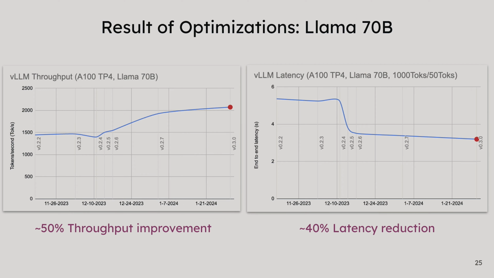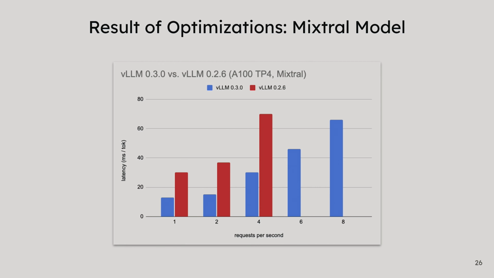Okay, putting these together, we've continuously optimized the throughput and latency of vLLM over the several months. In the particular setup of Llama 70 billion and 4 A100 GPUs, vLLM's throughput has increased by roughly 50%, and its latency has decreased by roughly 40%. And we are also actively optimizing the Mixtral MoE model. For example, the recent fused MoE kernel improved the performance quite a lot. We are working on further optimizations, so please stay tuned.